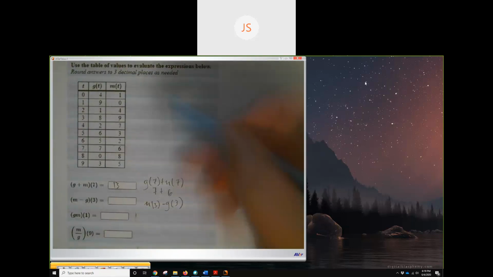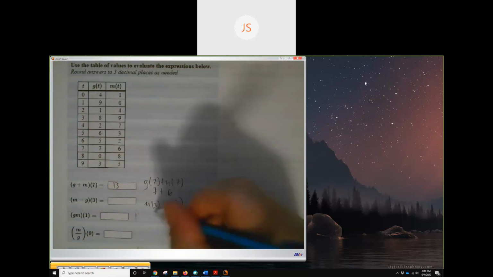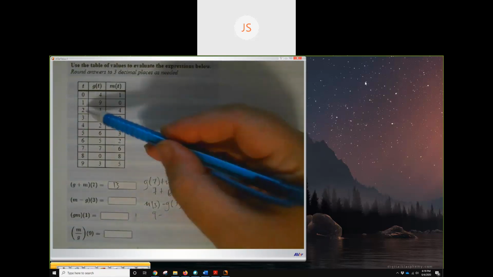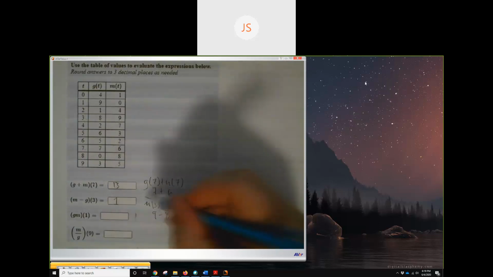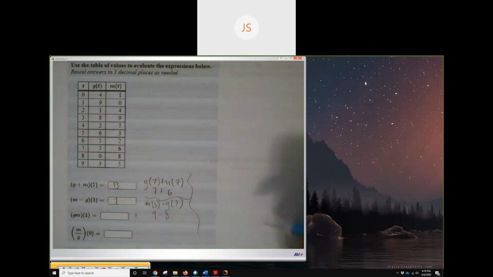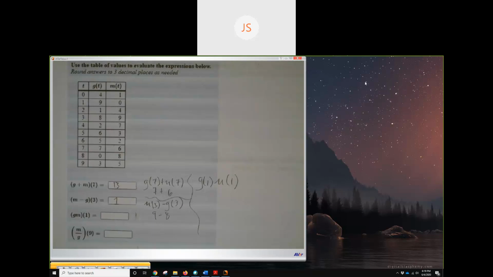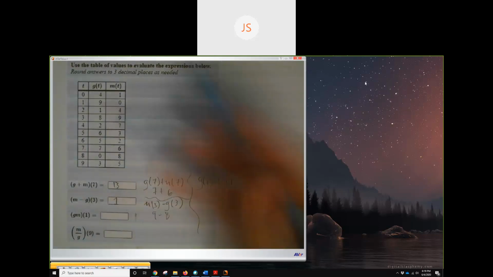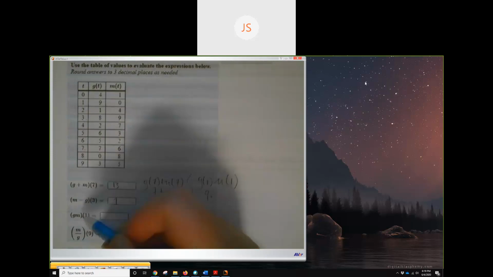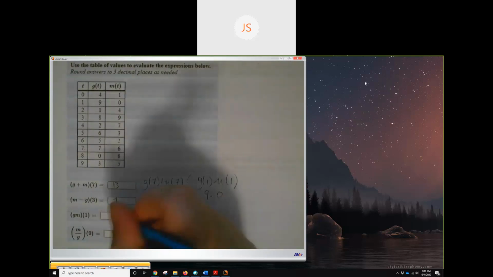So go to your chart. When x is 3, or when t is 3, m is 9, and g is 8. So 9 minus 8 is 1. So then this would be the same as g of 1 times m of 1, where g of 1 is 9, and m of 1 is 0. So 9 times 0 is 0.